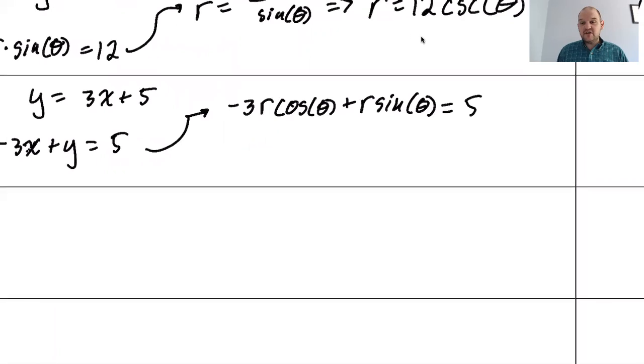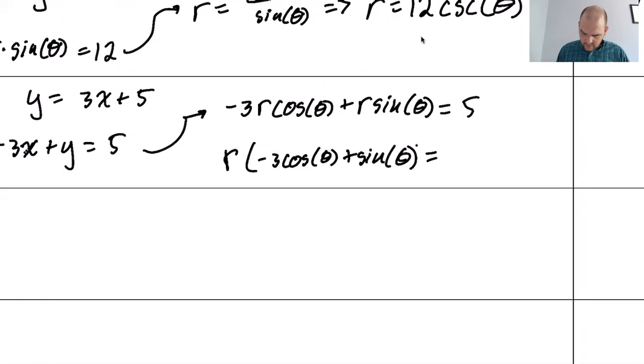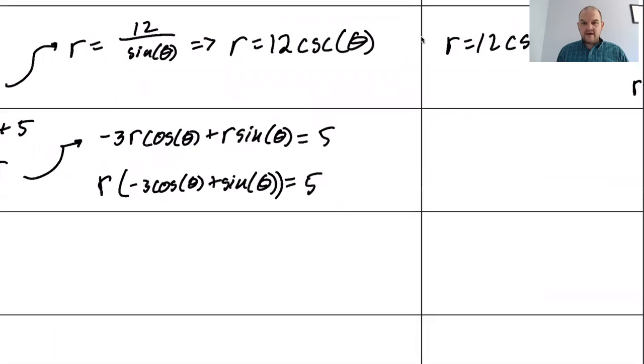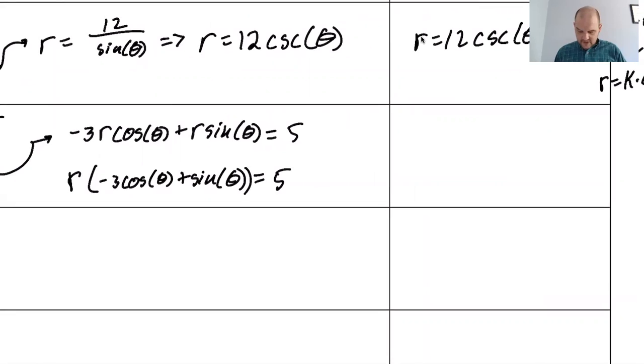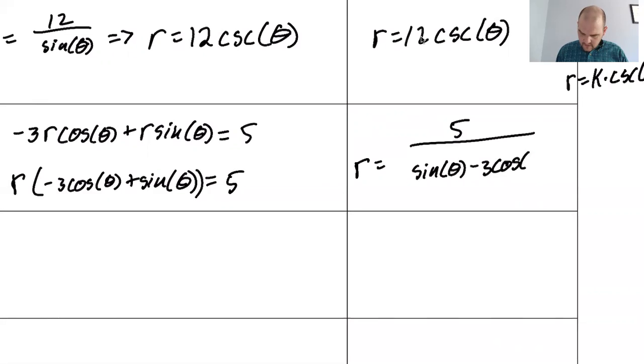So we want to solve for r, because r is the dependent variable, and you want to solve for the dependent variable. So we can factor it out and get negative 3 cosine theta plus sine theta, in parentheses, equals 5. And then I'm going to just solve for r in this box. r equals 5 over, and I'm going to start with sine because I would rather start with a positive thing, so sine theta minus 3 cosine theta. There you go.